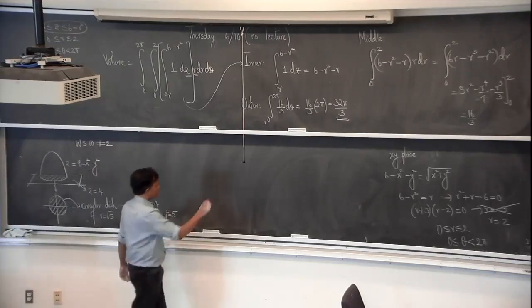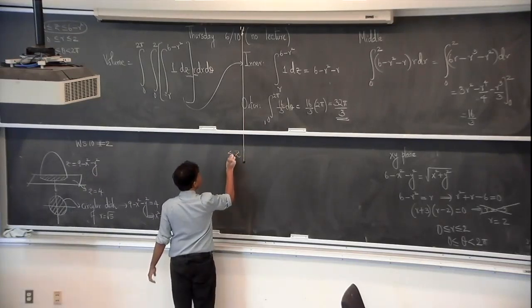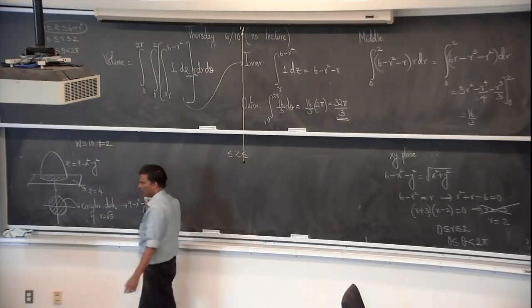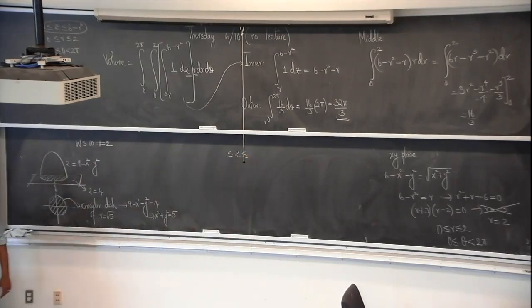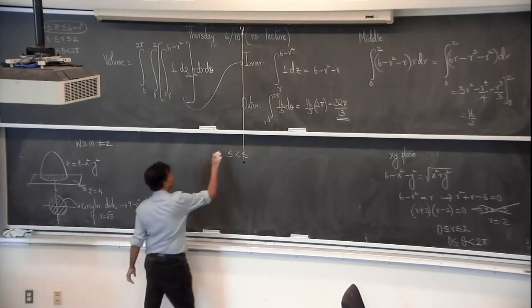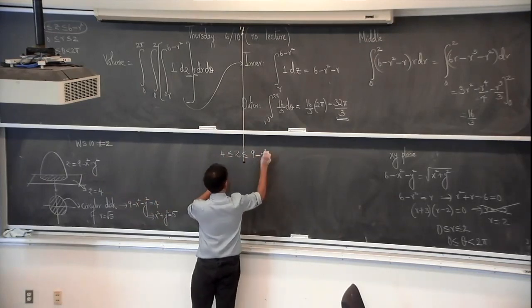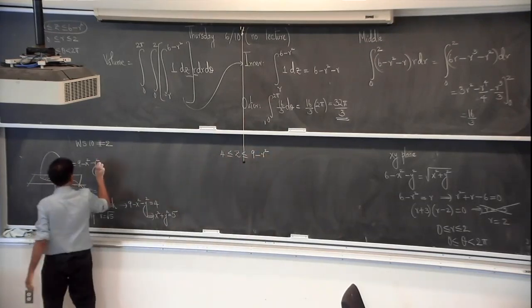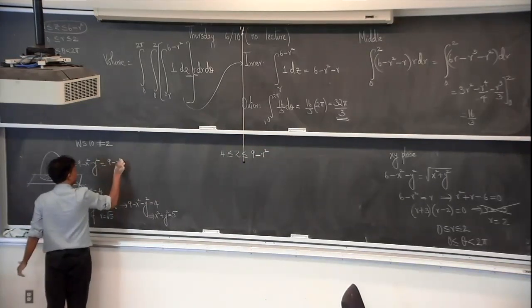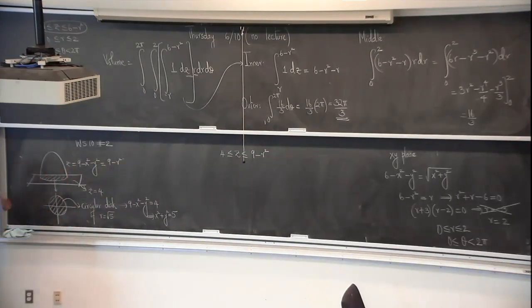Who's going to tell me the limits for Z? Maybe somebody online can either unmute or type it in. Can you say the lower and upper limits for Z here? It's 4 to 9 minus r squared. Good. So it's 4, that is the lower plane, to 9 minus r squared. That is after we decided that we will use cylindrical coordinates. Good. So that's the floor to the roof.